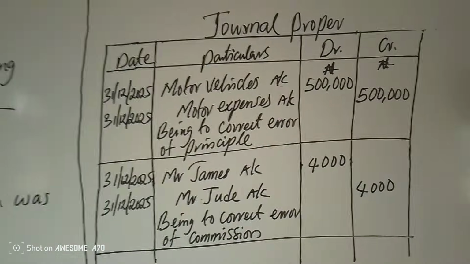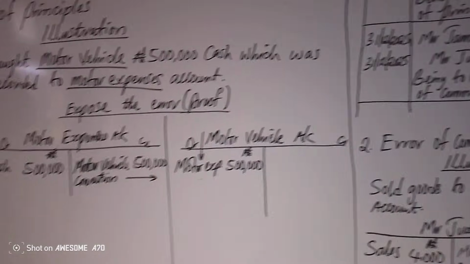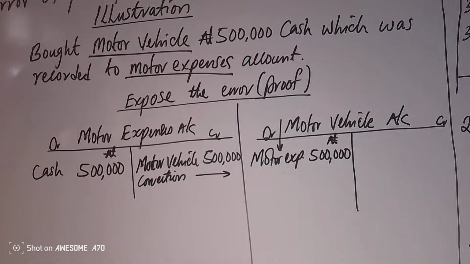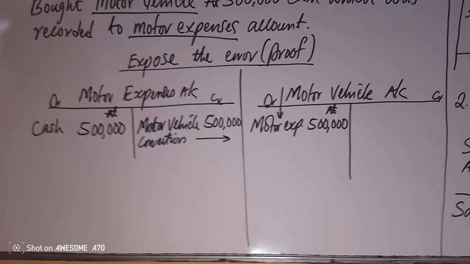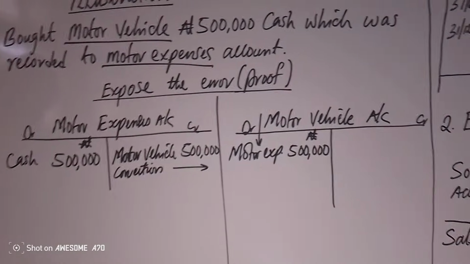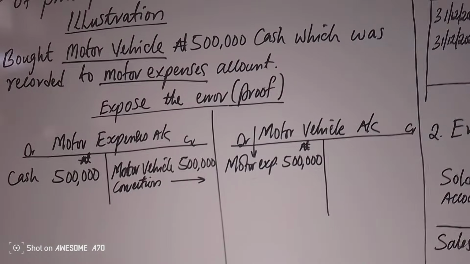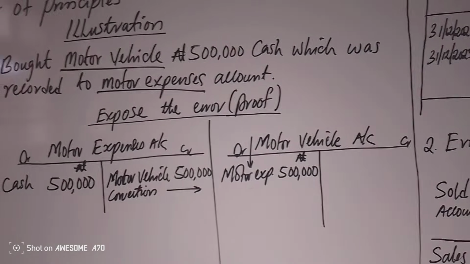So, having the understanding of what happened in the ledger account, we now clarify why motor vehicle is debited, and then motor expenses is what? Credited. So, in this case, this is the proof.